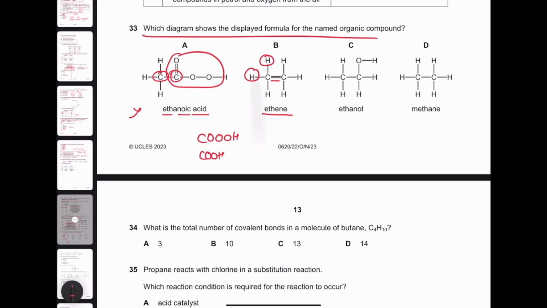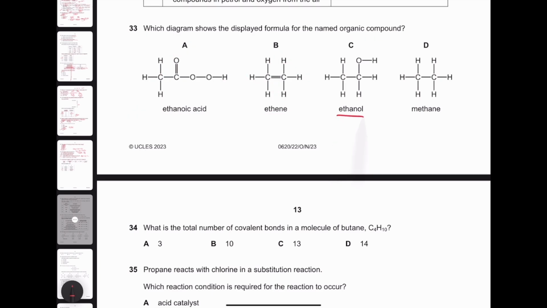But there are three hydrogens on each carbon here. This is wrong. Look at the carbon, it is forming 5 bonds. Is it possible? Carbon can form only 4 bonds. This is wrong. Ethanol, what is the formula? CH3CH2OH, right?